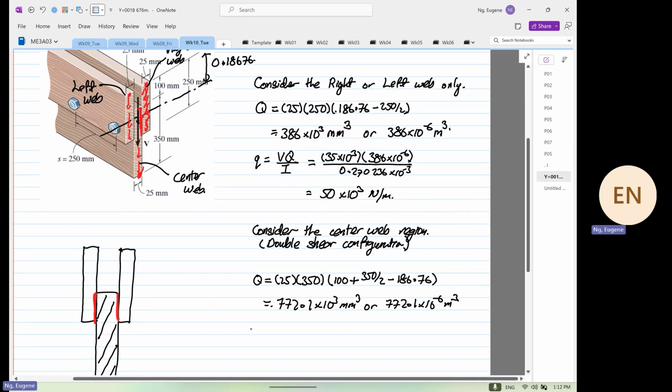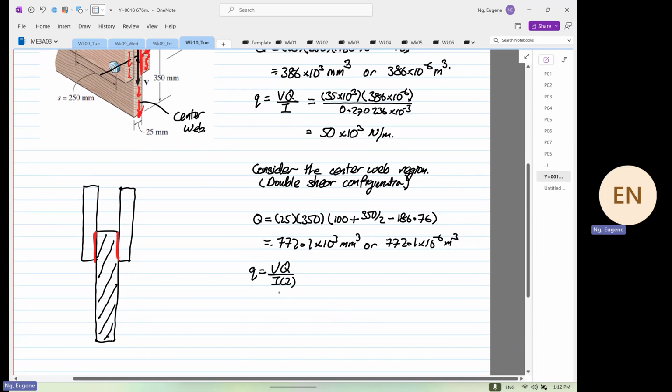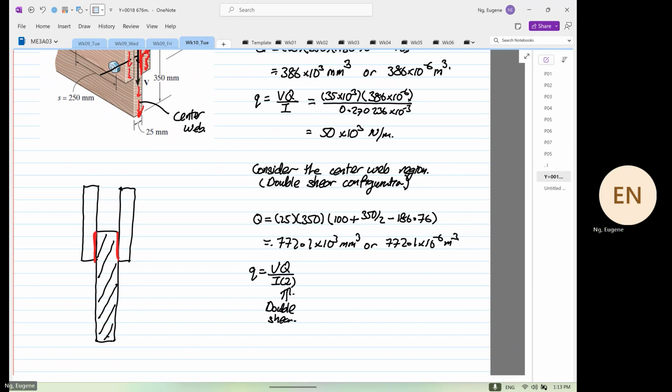And then from here, we find that q is equal to VQ over I. You have to divide by 2 because it's what? Double shear. Are we clear?